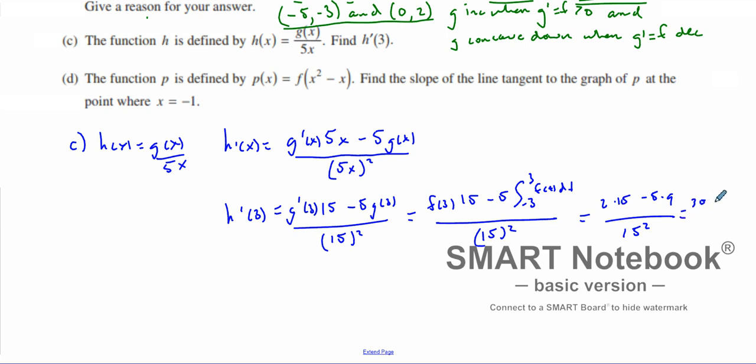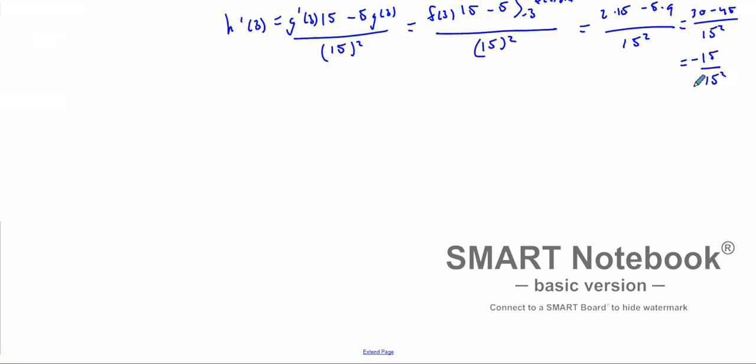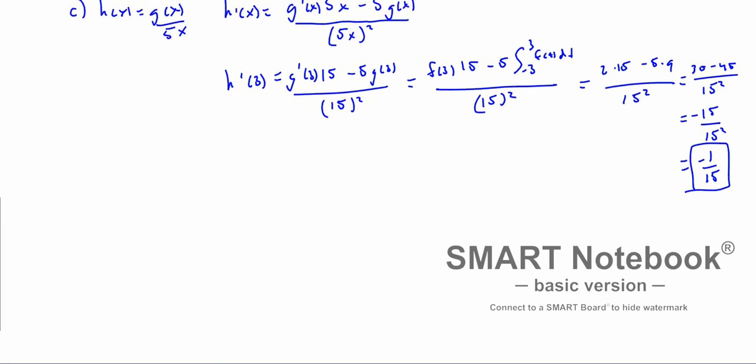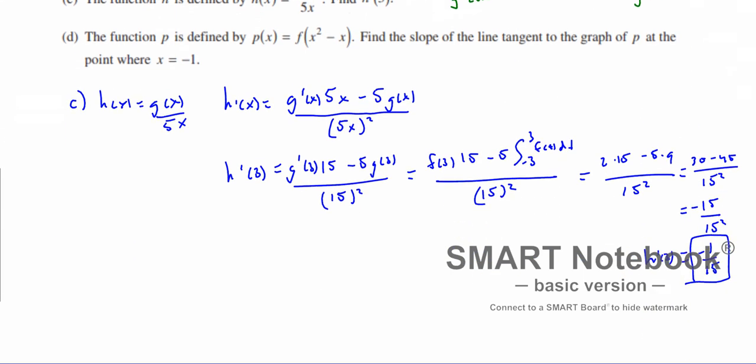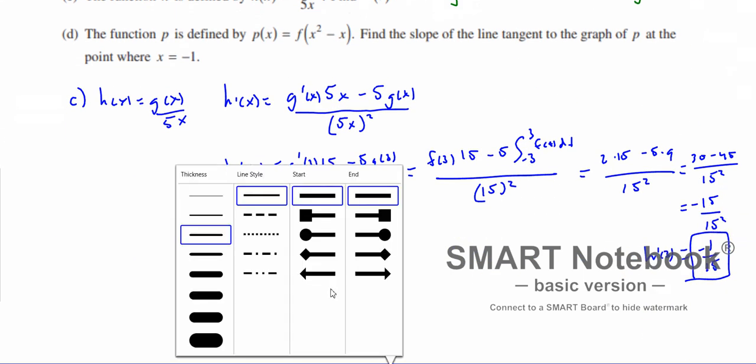We have 30 minus 45 all over 15 squared, which appears to be negative 15 over 15 squared, and that divides out to be equal to -1 over 15, I believe. All right, that's our value, that's the derivative. So that is what we know is going to equal h prime of 3 right there. Okay, cool. Well, let's go for one more, and let's see how we do this final one.